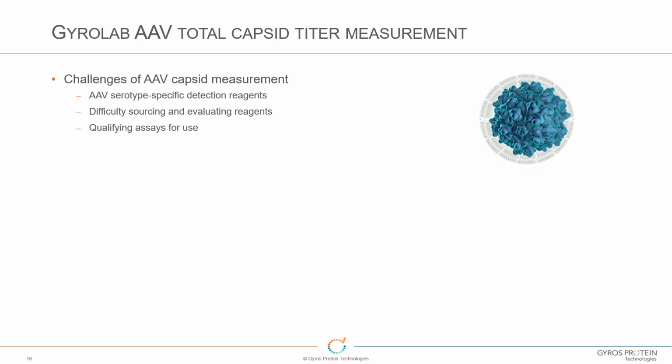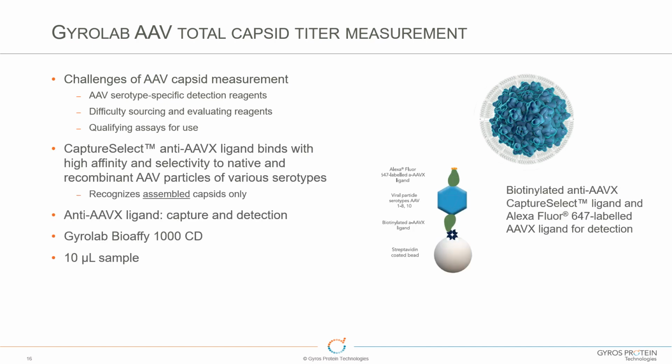So as we mentioned, one of the challenges then is to have some sort of a serotype specific assay. One of the problems here is if you have to have a different assay for each of the 10 serotypes, well, then that makes it complicated. So what we have here is a rather generic method that will cover a broader range of the serotypes. So we're using the CaptureSelect anti-AAVX ligand to bind to the surface proteins on the viral vectors.